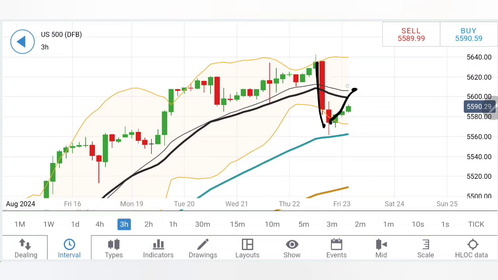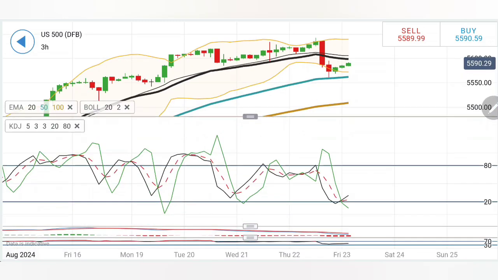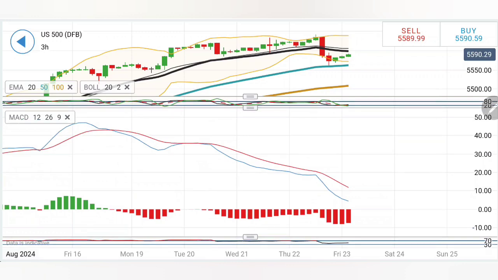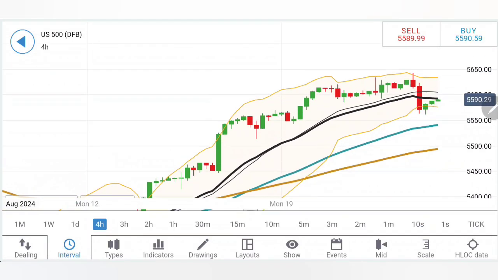What is happening after the drop? It is retracing. What it can do is this: it can keep moving here on the upside and then take a sharper dip towards the US session. The stochastic rising from the bottom, MACD bearish, RSI rising. Signs of bullishness are there. On the 4-hour chart, similar observation.